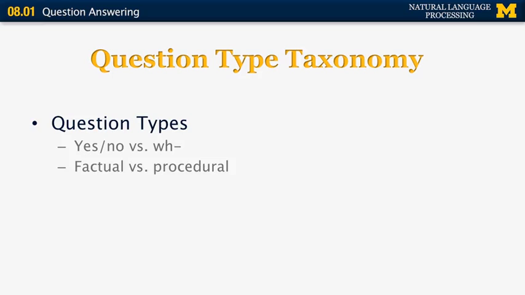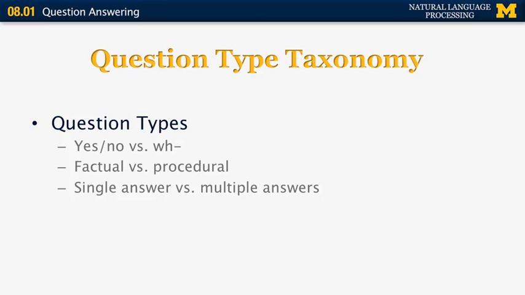Another distinction is between factual and procedural questions. So factual questions require usually a short single answer that's factually based. Procedural questions usually require a lot of understanding about the context and the user, and typically require a much more sophisticated and detailed answer. A third dimension is between single answer and multiple answer questions.